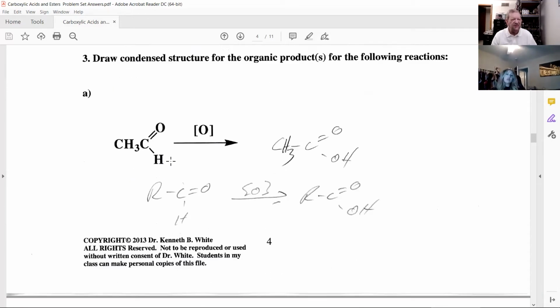All right, let's go through some reactions. This is a big problem set, but there's a lot to do. What do we have in A? What's different? Carbonyl, hydrogen, R. Aldehyde, oxidize it, comes the carboxylic acid.